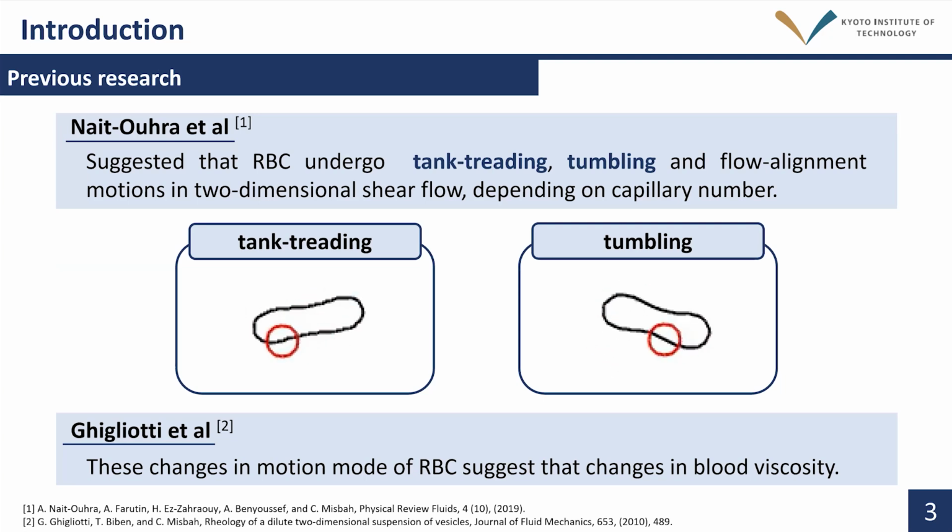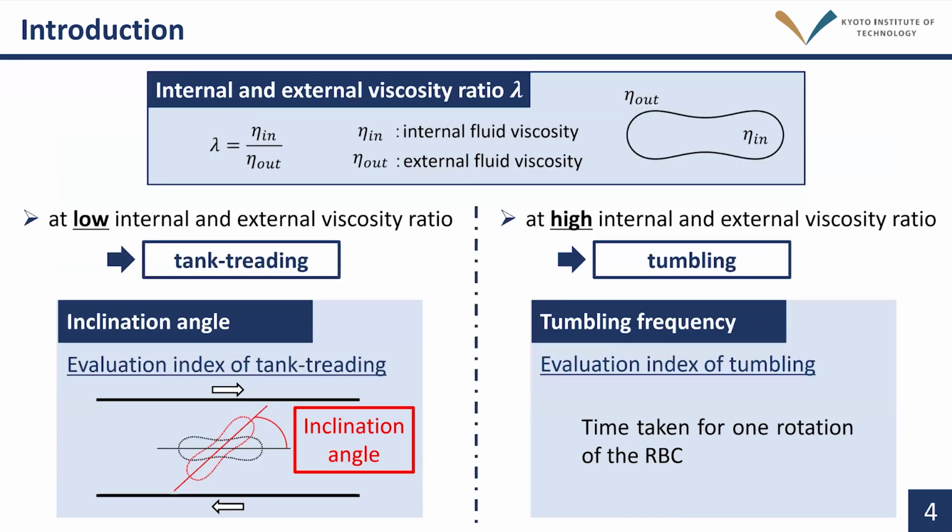And Gigliotti et al. suggest that these changes in motion mode of RBC cause changes in blood viscosity. Therefore, studies on RBC motion mode have been conducted using capillary numbers. However, we focused on the internal and external viscosity ratio. Internal and external viscosity ratio is expressed by this equation, using the fluid viscosity inside the membrane and the fluid viscosity outside. At low internal and external viscosity ratio, the motion is referred to as tank-treading motion.